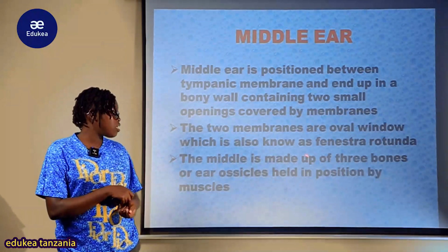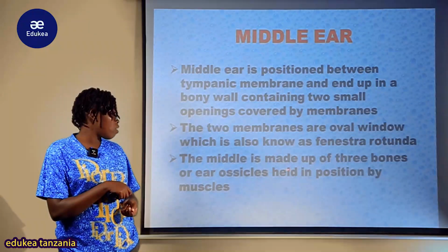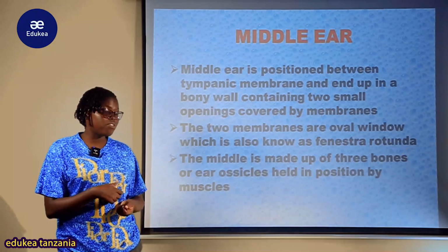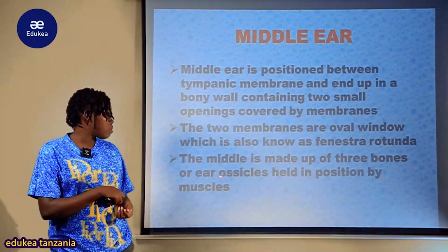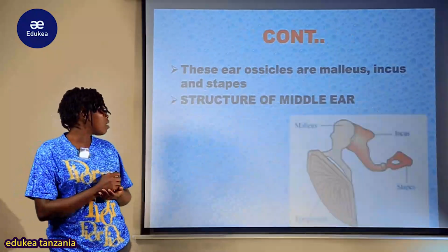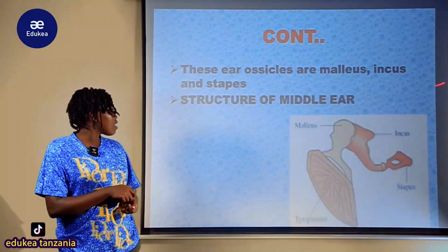The middle ear is made up of 3 bones of the ear or ear ossicles held in position by the muscles. Kwa the middle ear is made up of 3 bone ossicles ambazo zime hold in position by muscles. These 3 ear ossicles ni zipi? Kuna malleus, incus pamoja na stapes.